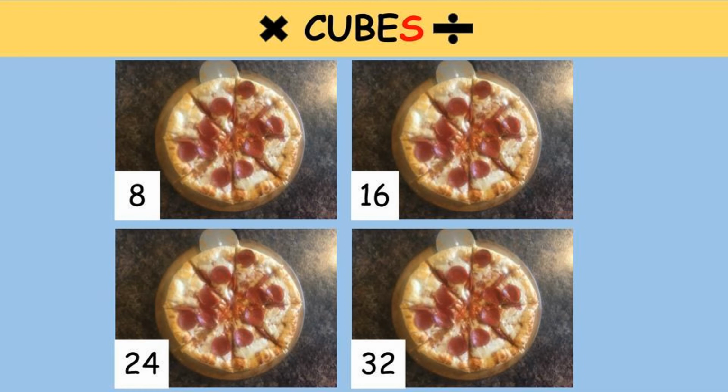Here's a picture that shows what my 4 pizzas look like. You can see how each pizza is divided into 8 slices. Let's count by 8s to see how many slices there are altogether. 8, 16, 24, 32. Yes, our answer makes sense. 4 times 8 equals 32 slices of delicious pizza.